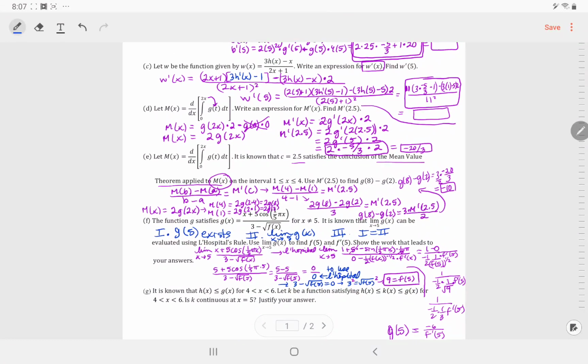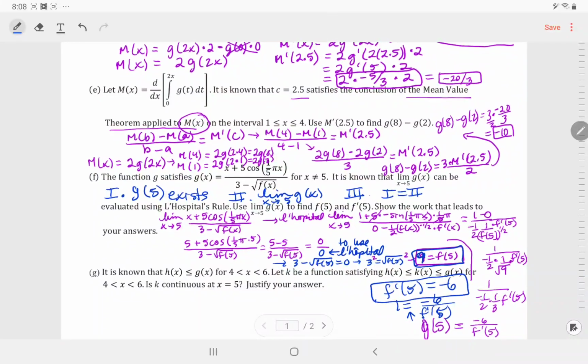Ha! Dang! Crazy question. Okay, so I'm going to go up. So this is 1 equals negative 6 over f prime of 5. Cross multiply, f prime of 5 equals negative 6. So I just found f prime of 5 just by driving. I call it driving in HL. Basically what I'm doing is I have no idea what to do, and I'm just trying to figure out everything I possibly can about the question.